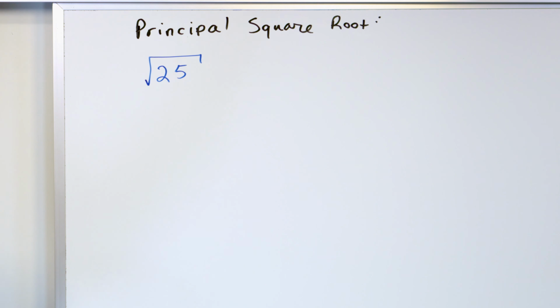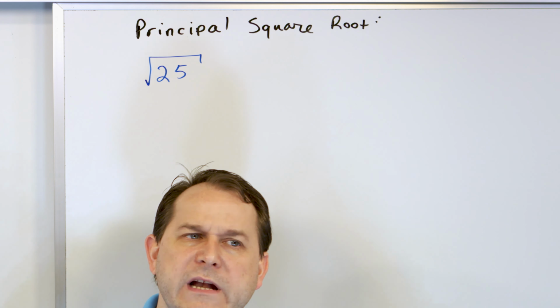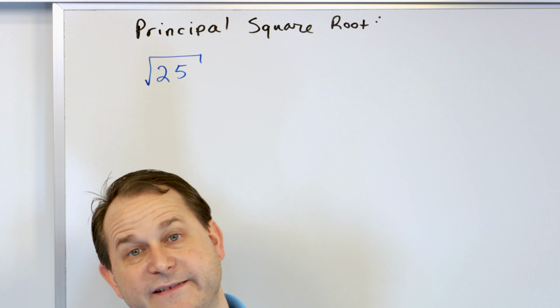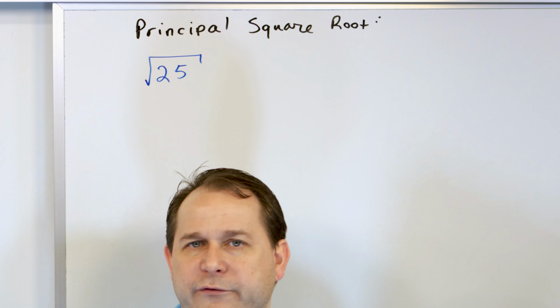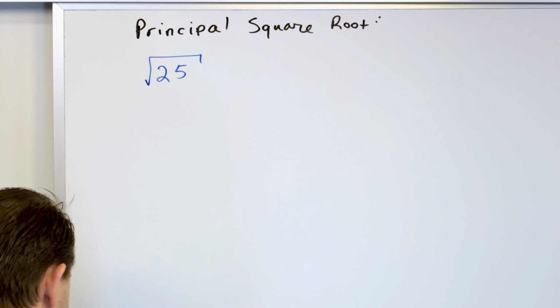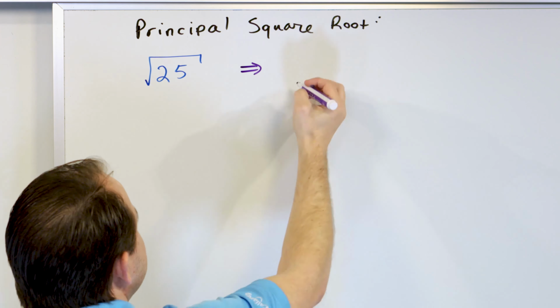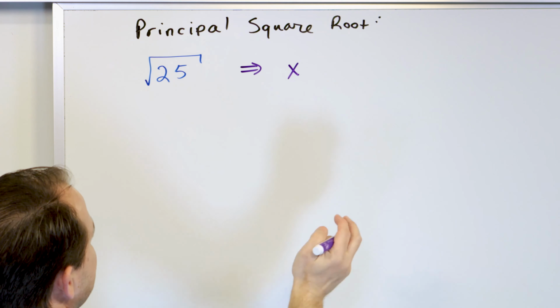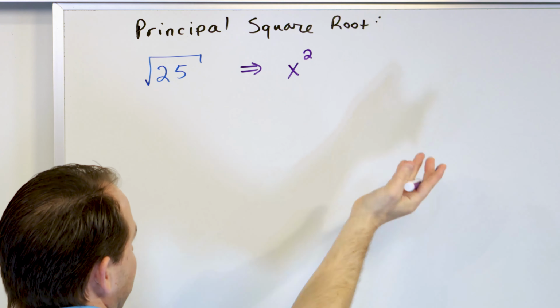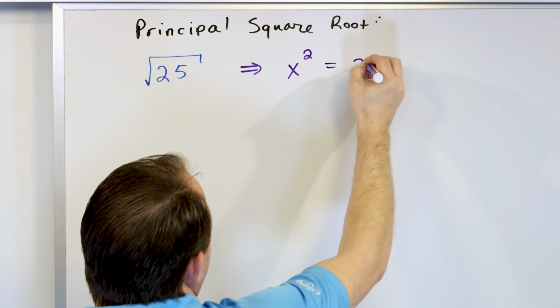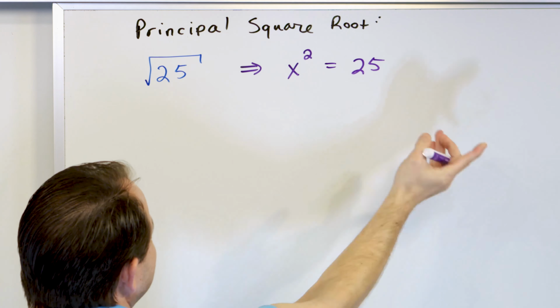We all know in words what it means. We've been talking about it. We're saying, well, what number, so that you multiply it by itself, gives us 25? That's what a square root really is, okay? So in math terms, what you really are trying to say is some number x. I don't know what it is, but when I square it, meaning when I multiply it by itself, I want it to equal 25.